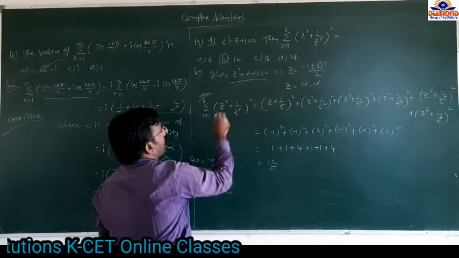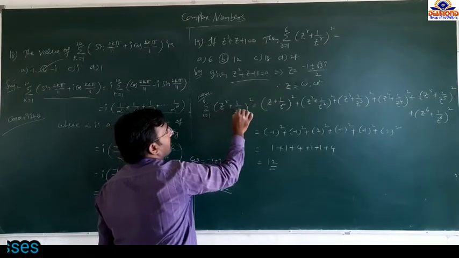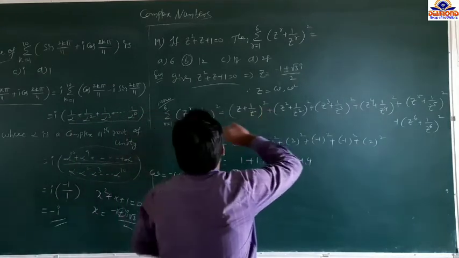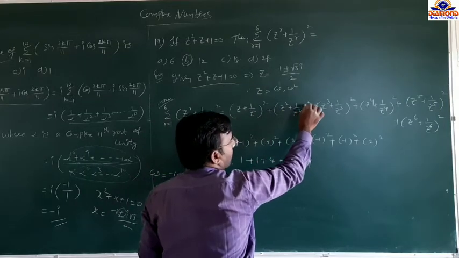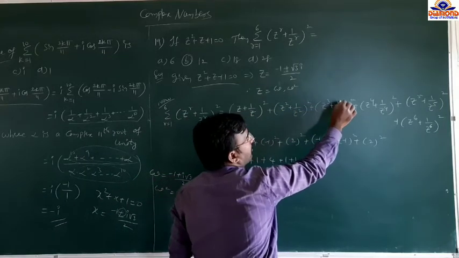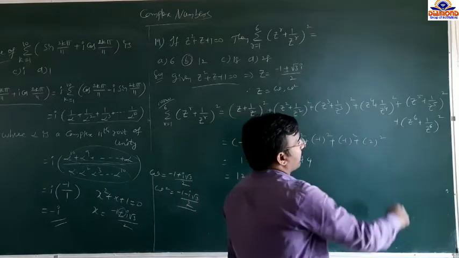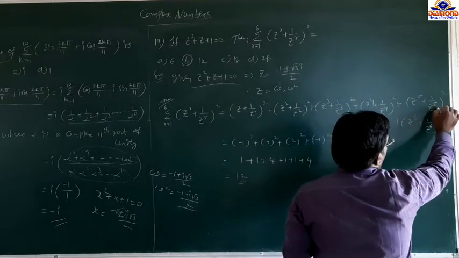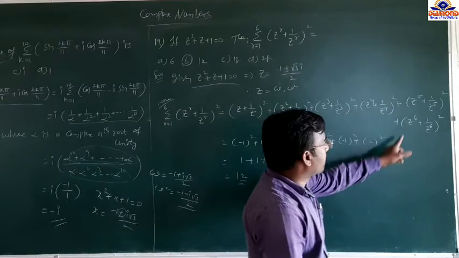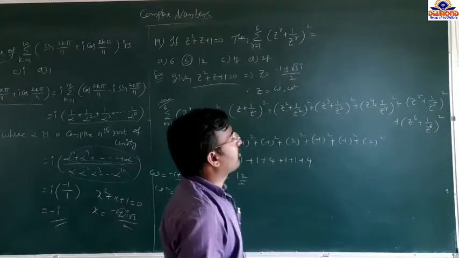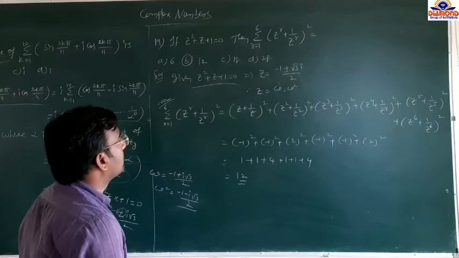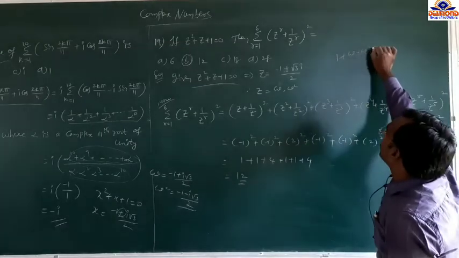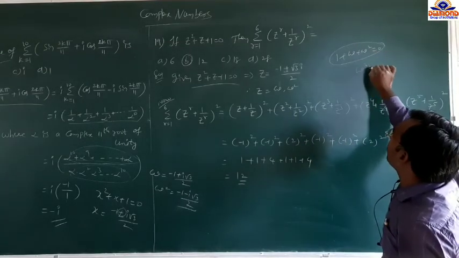So now take the given summation, r equal to 1 to 6, z power r plus 1 by z power r whole square. First r equal to 1: z plus 1 by z whole square. Next r equal to 2: z square plus 1 by z square whole square. Next r equal to 3: z cube plus 1 by z cube whole square. Next r equal to 4: z power 4 plus 1 by z power 4 whole square. r equal to 5: z power 5 plus 1 by z power 5 whole square. Next r equal to 6: z power 6 plus 1 by z power 6 whole square. So here, if you take z equal to omega, we have the relation 1 plus omega plus omega square equal to 0, and one more thing is omega cube equal to 1.